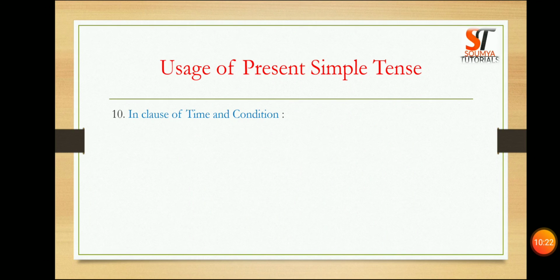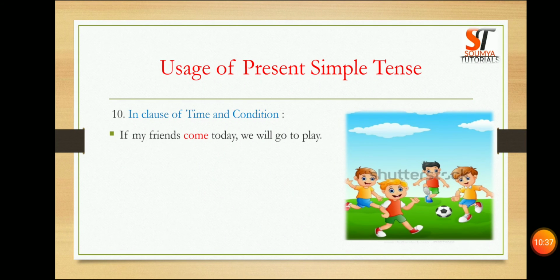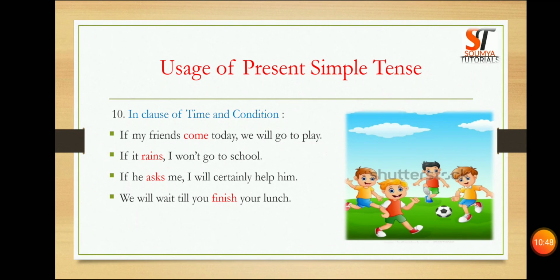Next, we use simple present tense in clause of time and condition. That means in conditional clause. So zero condition, when we say some open condition or 50-50 condition, in that situation we use simple present tense. For example, if my friends come today, we will go to play. This is a conditional sentence, 50-50 condition. If it rains, we won't go to school. If he asks me, I will certainly help him. All these sentences are open conditional sentences, so we use present simple tense. We will wait till you finish your lunch.